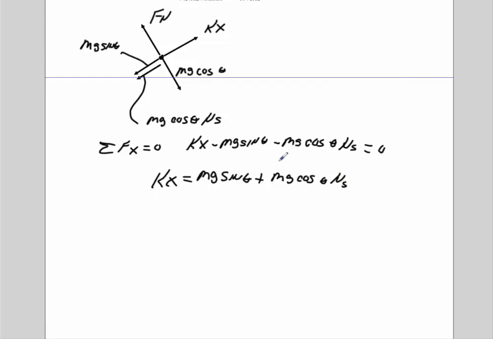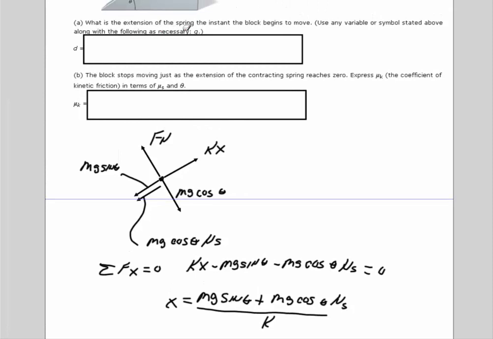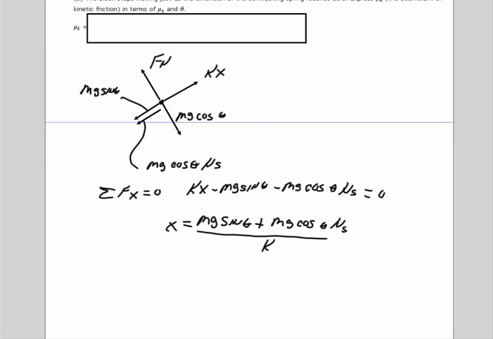Okay. Now we're going to solve for the x value, so we're going to divide everything here by k. And that's going to give us the answer to part A. Because A says, basically, what is the spring deflection? What's the extension of the spring itself? So this is the value that you have.